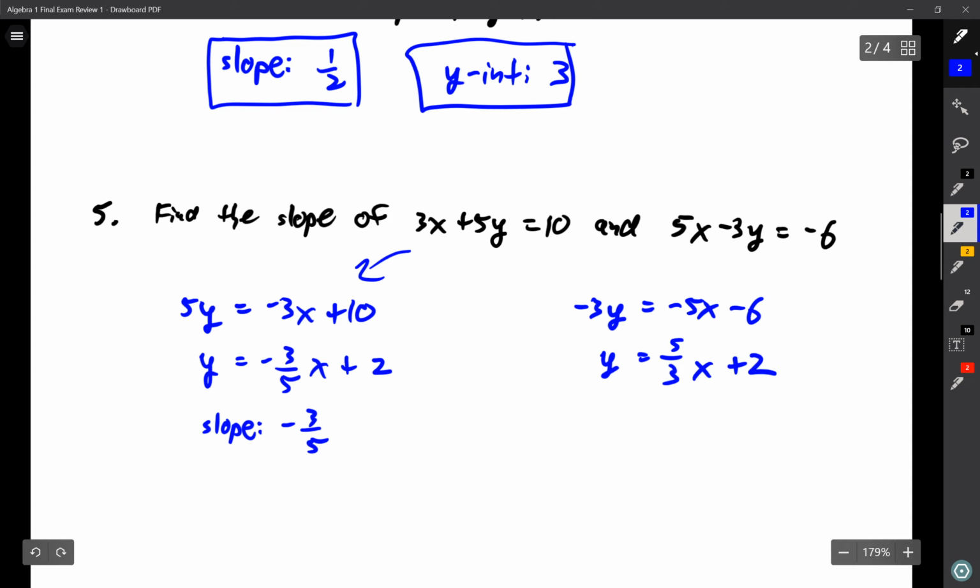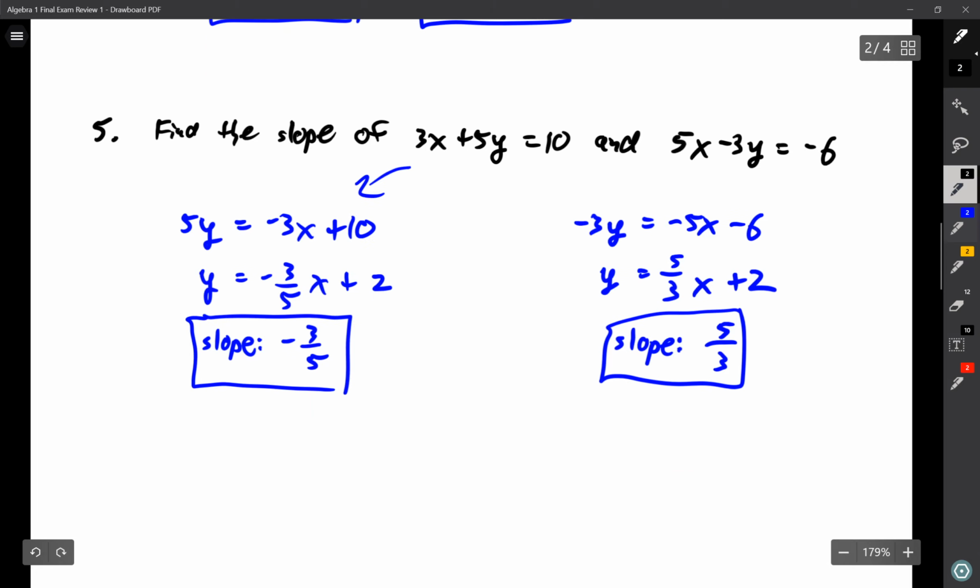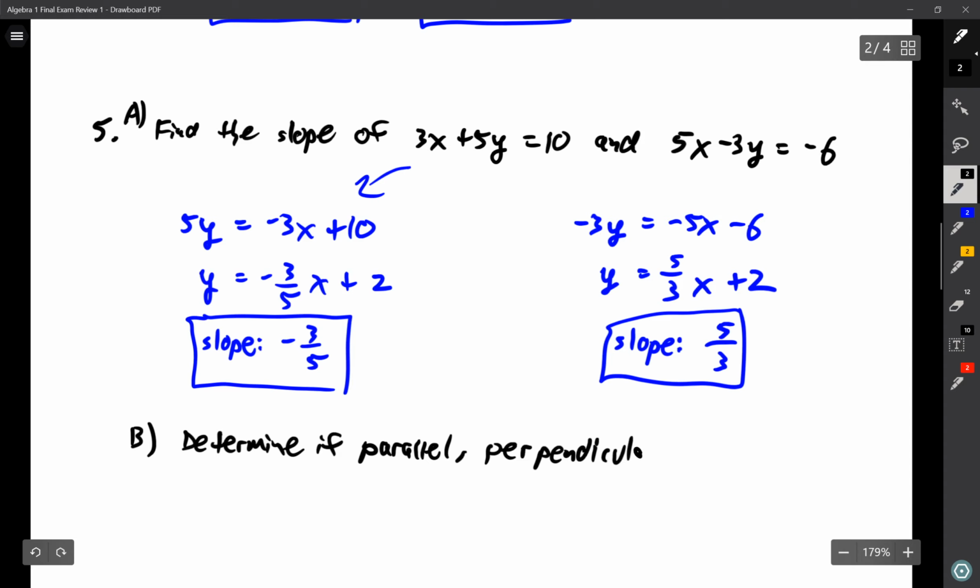So this one, the slope is 5/3. That's that slope, and that is that slope. That's that answer. Now, so that was part A. Part B. Determine if parallel, perpendicular, or neither.